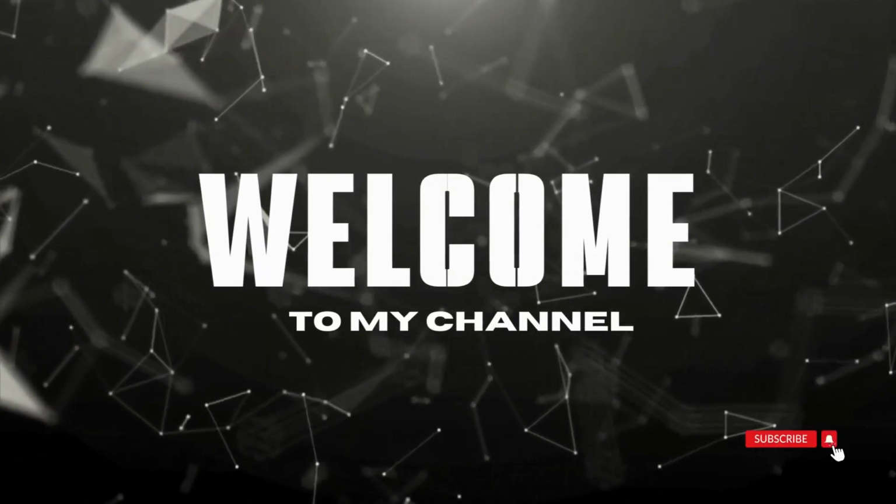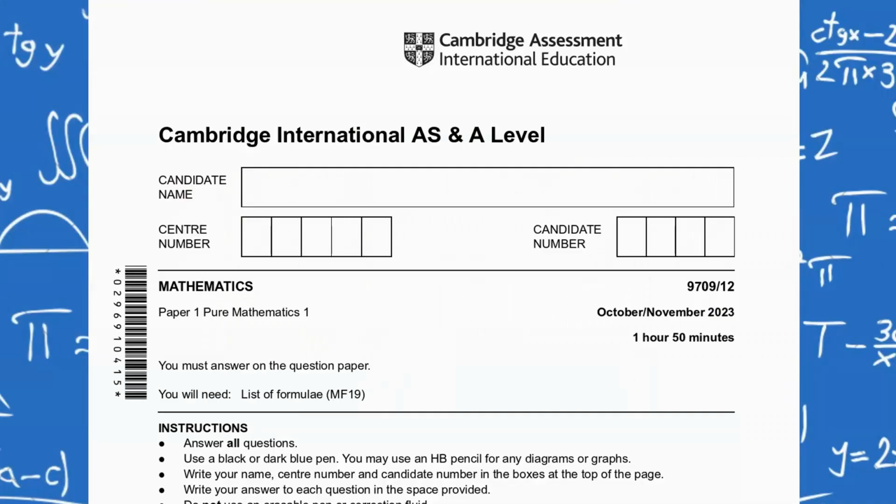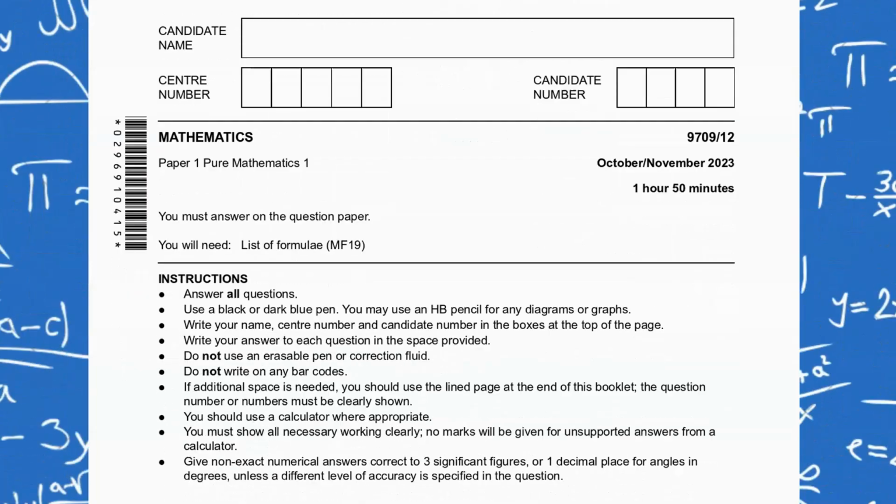Walter here, and today we are going to be working on a Pure Maths 1 paper, that's paper 12 from the October-November 2023 sitting. Now without much further ado, let's get right into the paper.